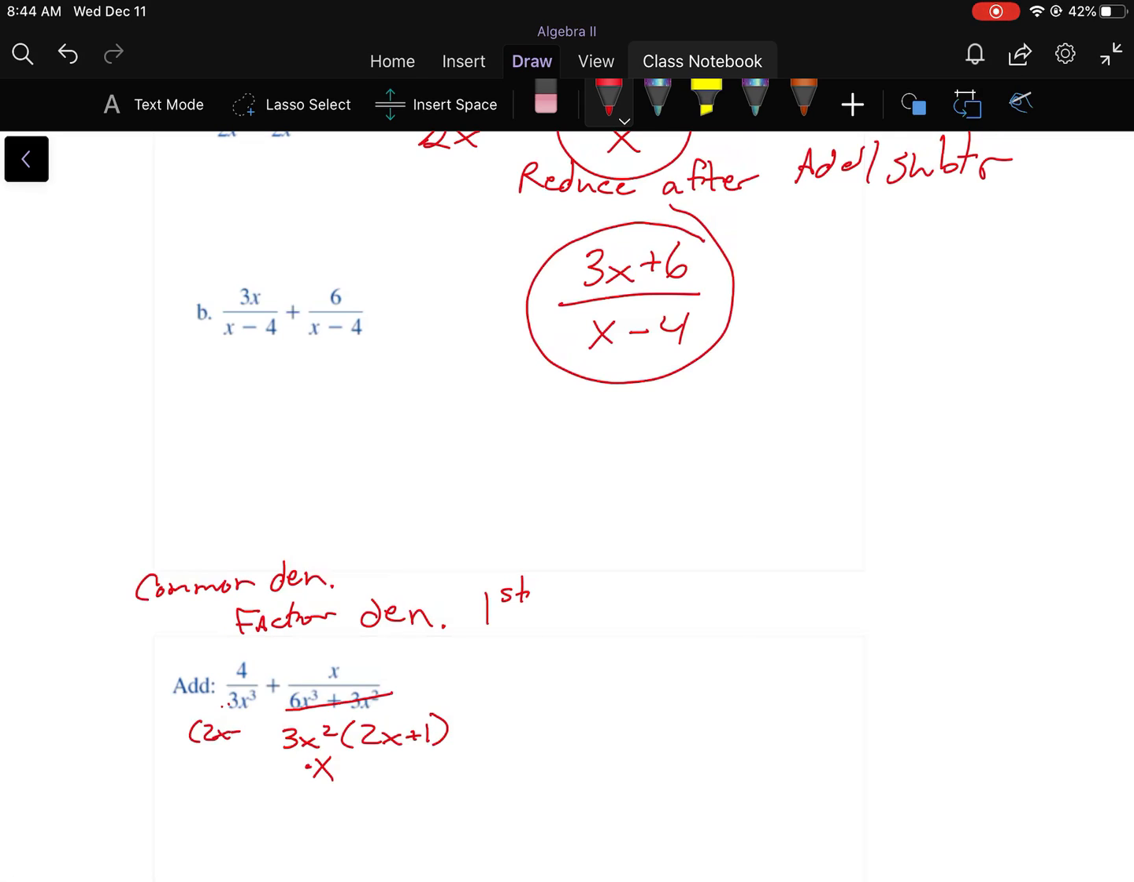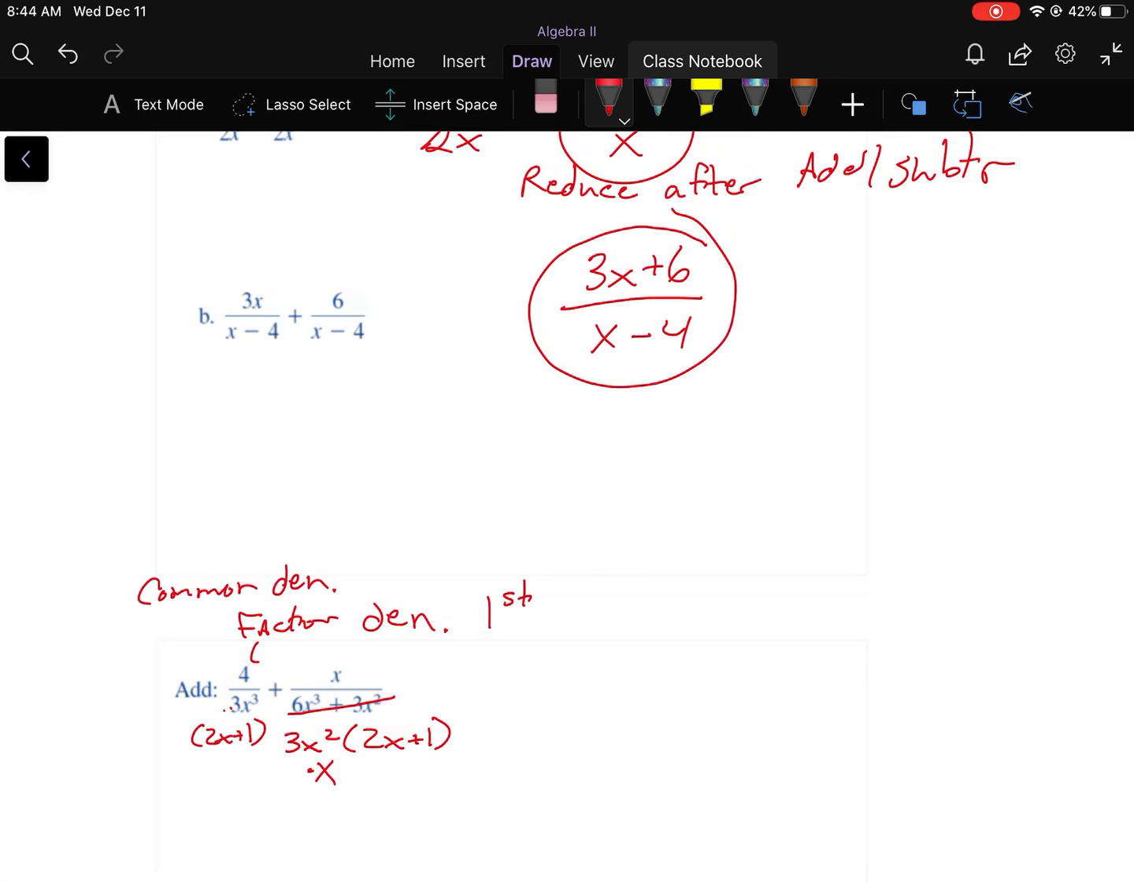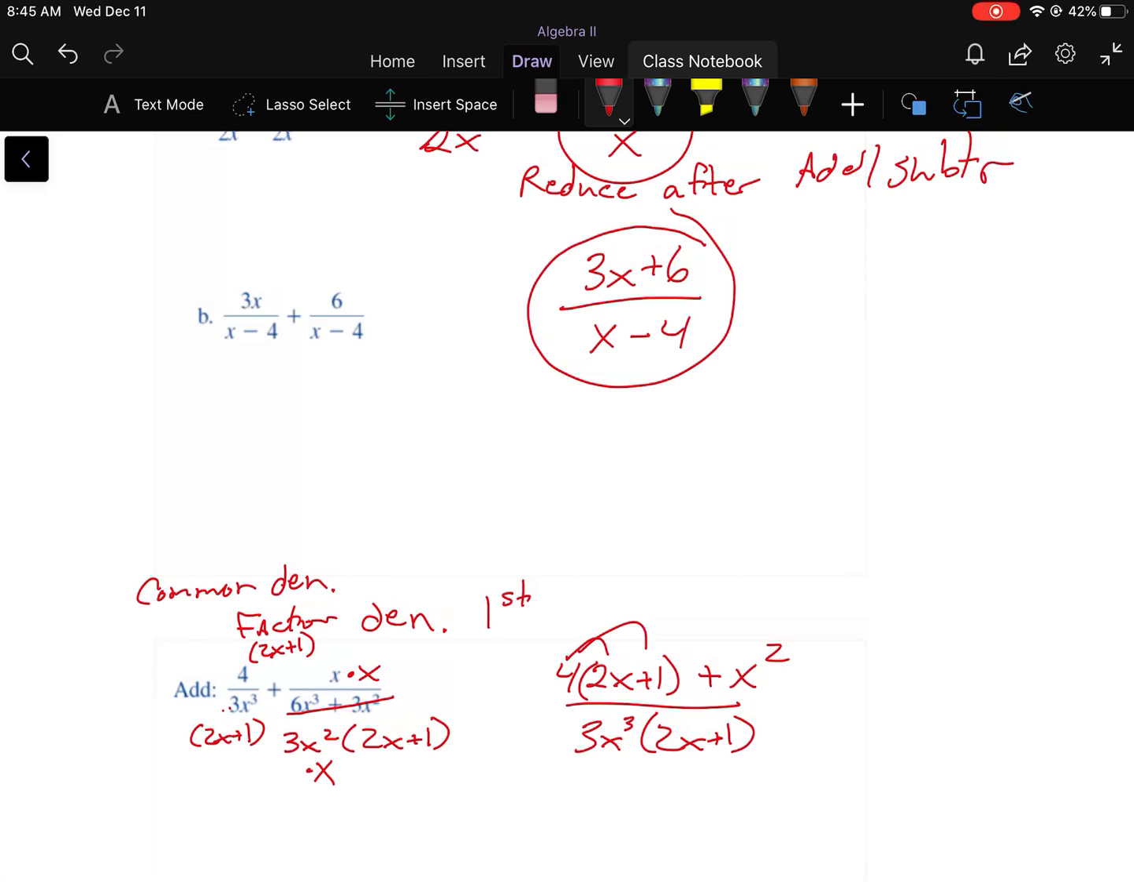So I'm going to have to multiply this one by 2x plus 1. Remember, whatever I multiply the denominator by to change the denominator of the fraction, I have to multiply the numerator as well. So both fractions have a 3x to the third, and they've got a 2x plus 1. So I've got 4 times 2x plus 1, and I'll simplify that in a little bit, and x times x, which is x squared. So I'll do a little distributing. That's going to give me 8x plus 4. I'll rewrite it as x squared plus 8x plus 4.